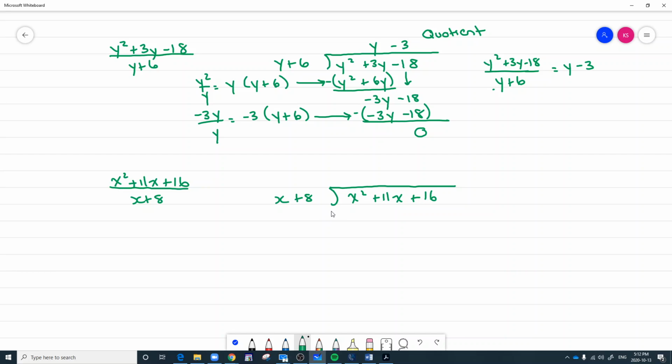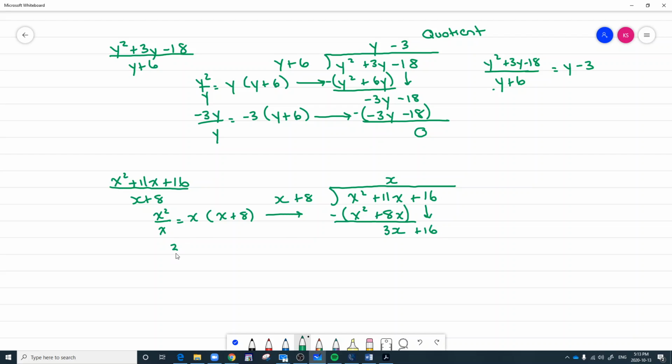And then I repeat the work. I go x squared divided by x to get x, but you can also ask yourself, what do I multiply x by to make it x squared? It's the same thought process. But regardless, you're going to take that and multiply it by the x plus 8, because you want to get rid of this first term. So you get x squared plus 8x, and then you subtract. X squared minus x squared is gone. 11x minus 8x gives you 3x, and then you bring down the next term.